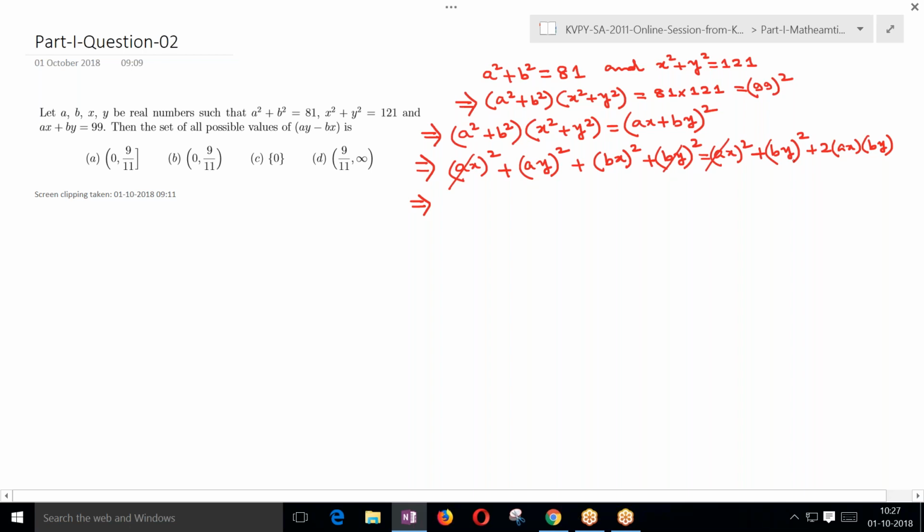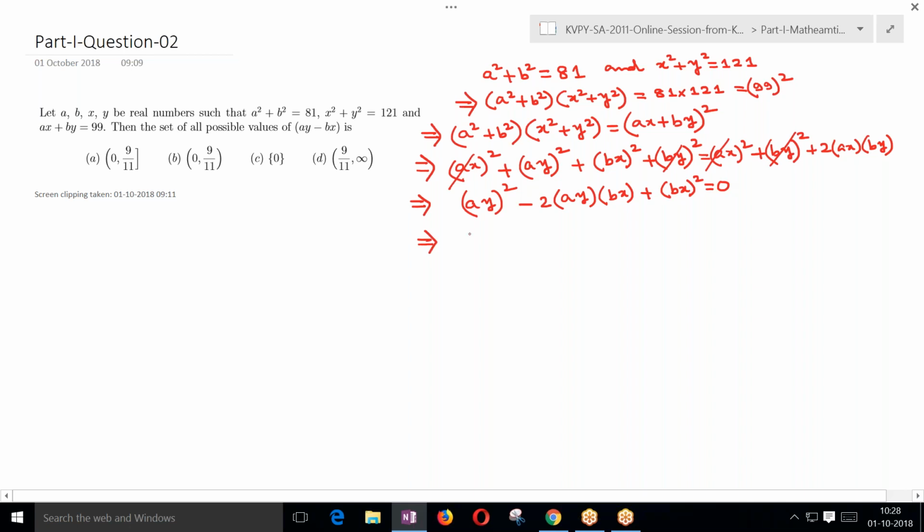By and by get cancelled. Then what are we left with? We are left with a into y whole square. From the right hand side, ax by, we are bringing it here and rearranging it a little. Instead of ax by, we are writing ay into bx plus bx whole square is equal to 0.